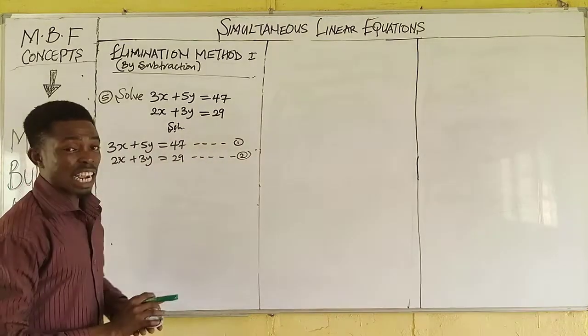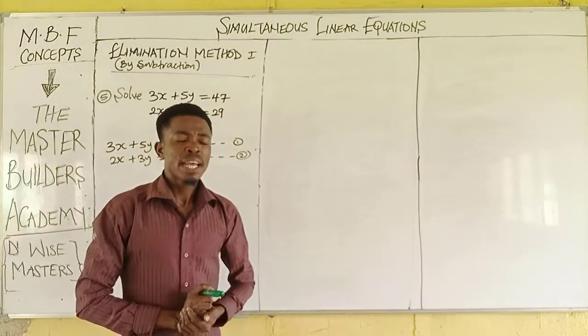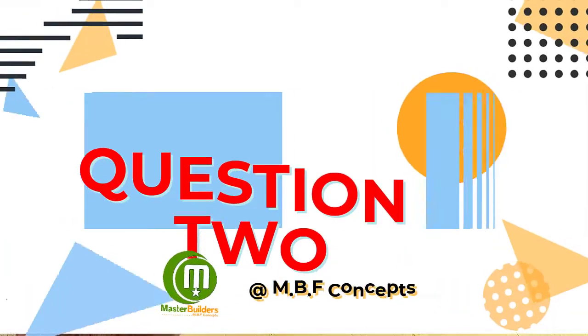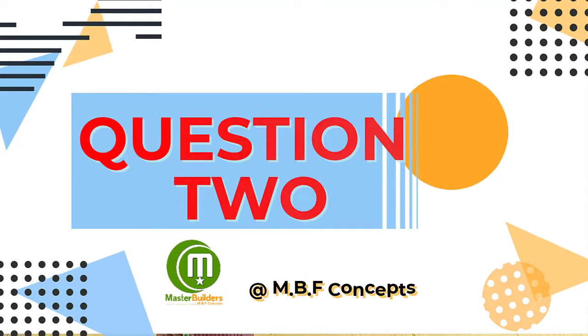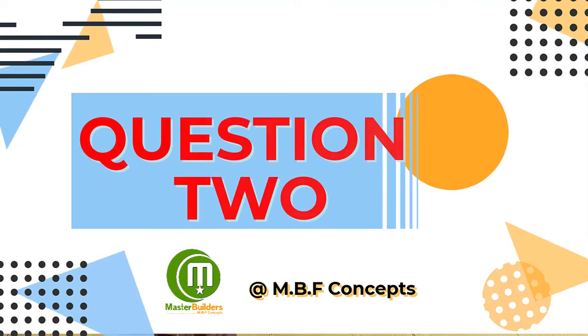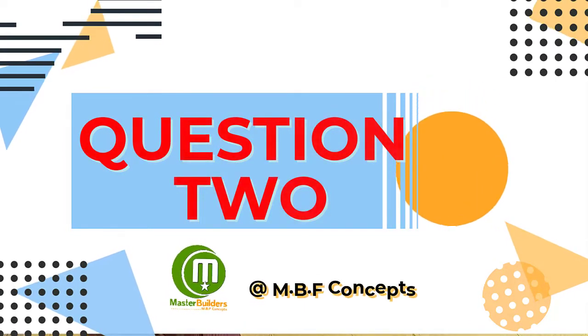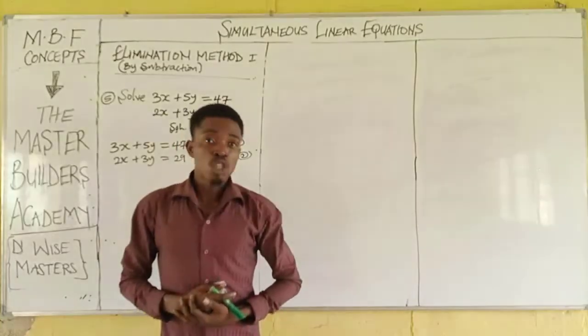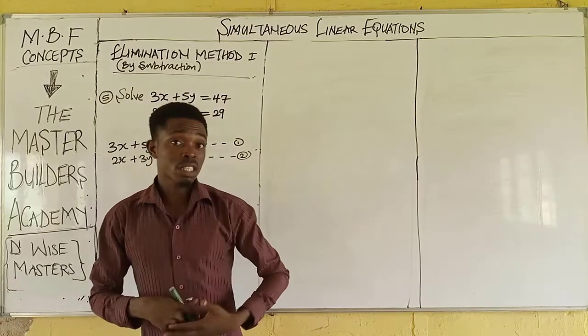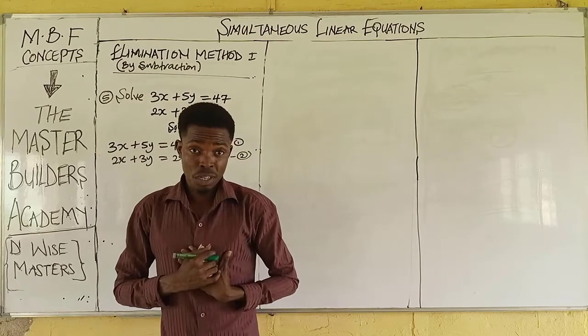So guys, don't forget that we are using the elimination method, okay? Now, for the elimination method, what is the first thing you do? The first thing you must do is to decide on the unknown you want to eliminate, because we have two unknowns. So I can decide to eliminate x or decide to eliminate y. It's a matter of choice, all right?